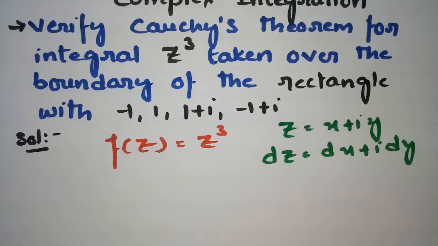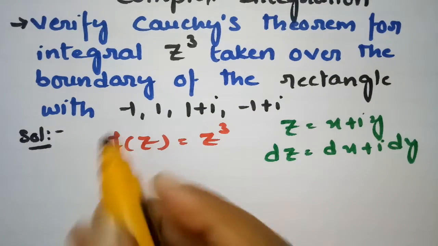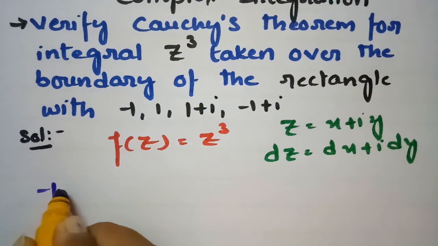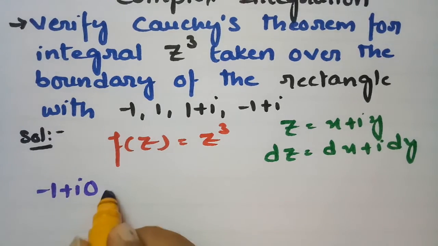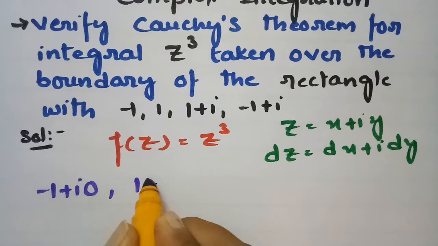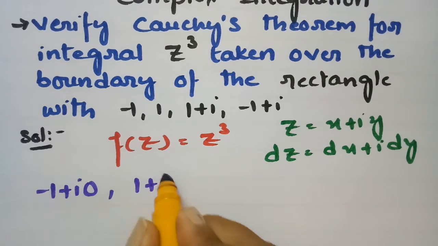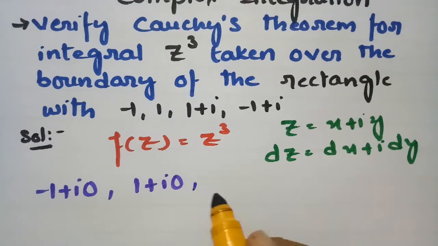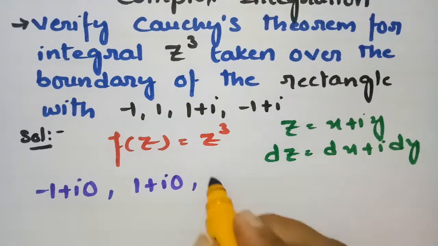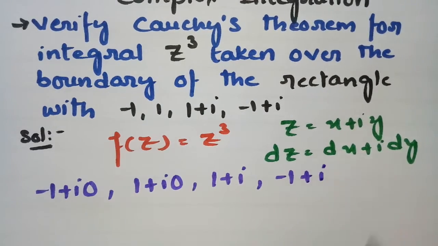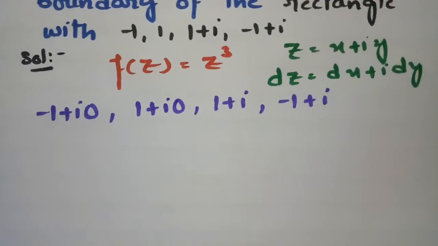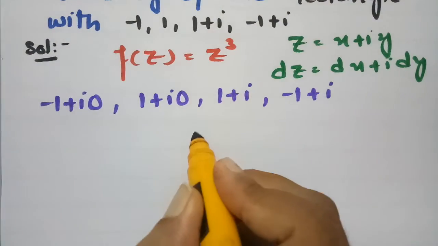The points are, so this is -1. -1 can be written with the real part on the real axis and the imaginary part 0, and this is +1, where the real part is 1 and the imaginary part is i into 0. This is 1 plus i and this is -1 plus i. And see how I'll plot this. This is also so simple.